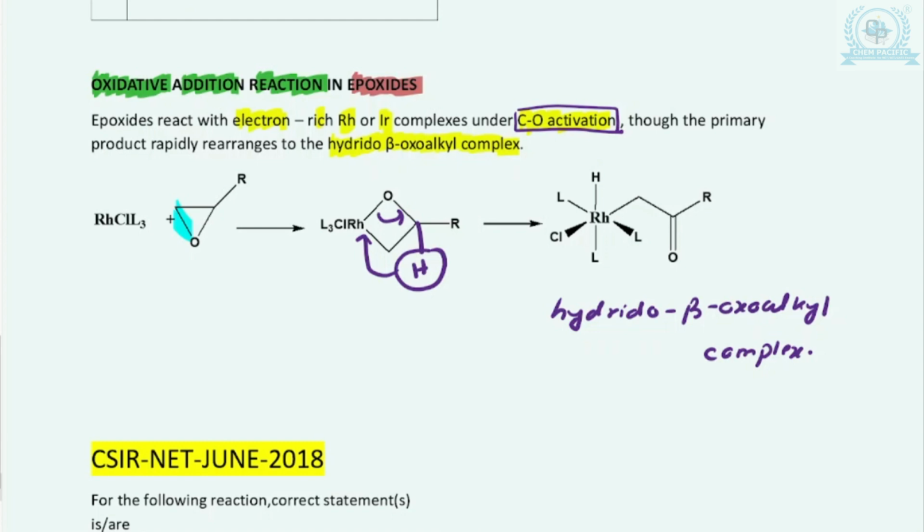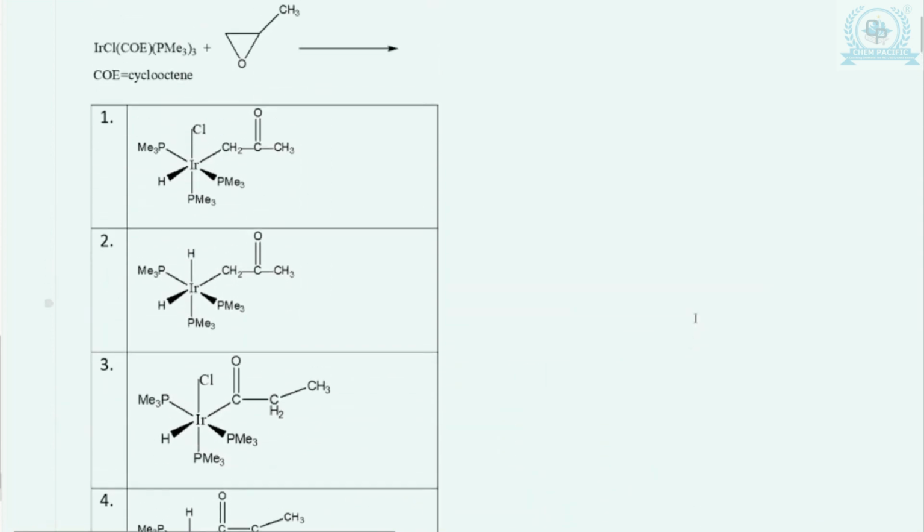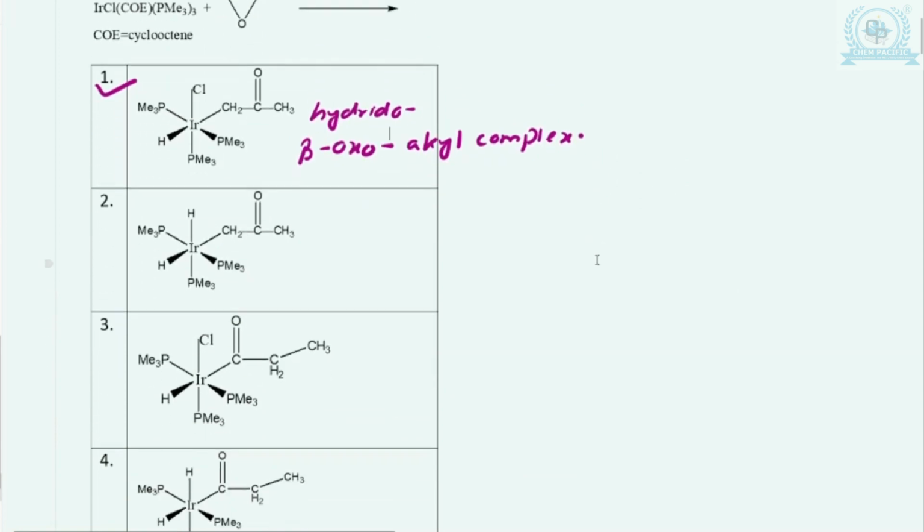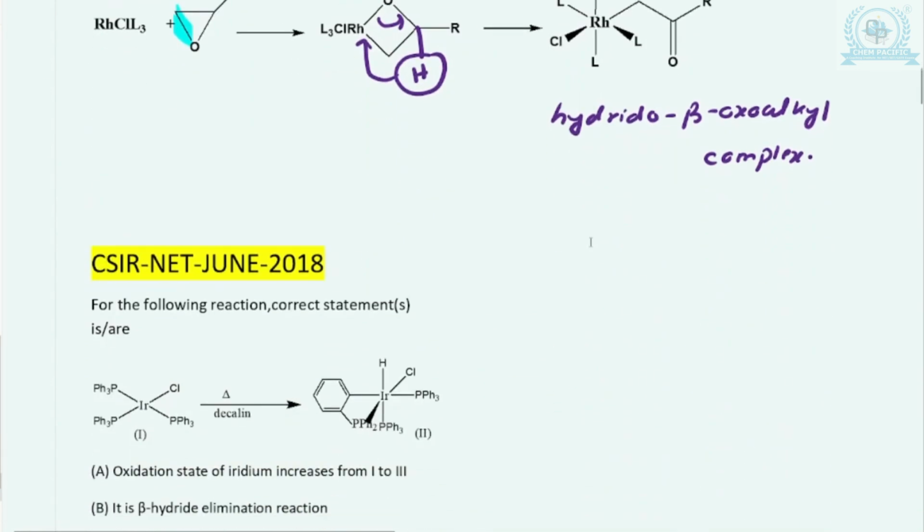So the answer over here is this. The answer number 1, which is the hydrido beta oxoalkyl complex. Okay, so the answer is this. This reaction is nothing but the oxidative addition of the epoxides. Now let us move on to the next question.